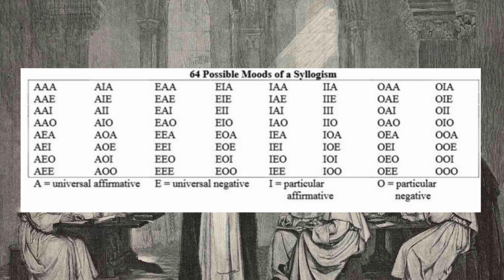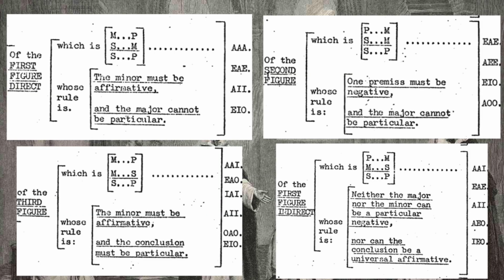Out of the 64 possible combinations of moods and figures, only 19 come out as being valid. If you remember, A equals universal positive, E equals universal negative, I equals particular positive, and O equals particular negative. So the first group has 4 possible. The second has 4 as well. The third has 6 possible. And the fourth, or the indirect first, has 5 possible. There's a process of elimination that goes into deducing these 19 possible moods, but it is too long for this video.